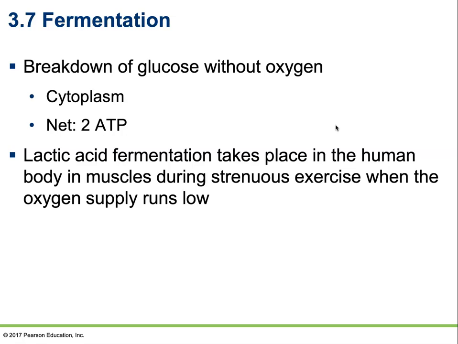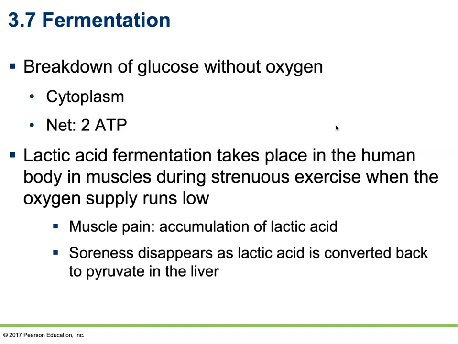In addition, lactic acid fermentation takes place in the human body in muscles during strenuous exercise when the oxygen supply runs low. And this is not so great. Fermentation tends to have very toxic byproducts. Yes, we can get 2 ATP, but we also get lactic acid buildup. Muscle pain is caused by the accumulation of lactic acid, which sort of breaks down and can affect your muscles. Soreness is going to disappear once that lactic acid is converted back to pyruvate in the liver. So it takes a while for that muscle soreness to wear off.